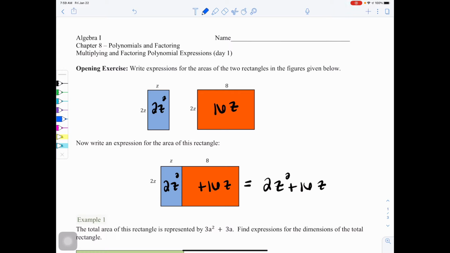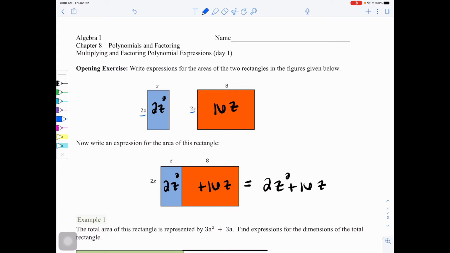Okay, so now that you've had time to go over it, let's take a quick look at the answers. When you're finding the area, you're going to multiply your length and your width. So 2z times z is 2z squared. 2z times 8 is 16z. Notice that these are exactly the same. Okay, those widths are the same. Now write an expression for the area of this rectangle.